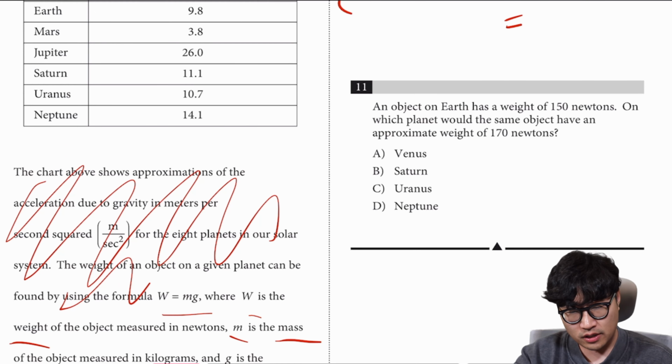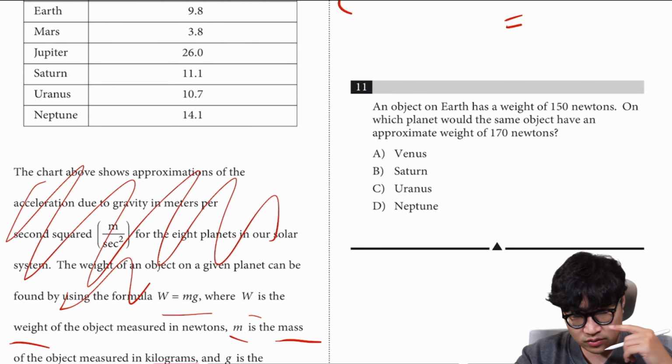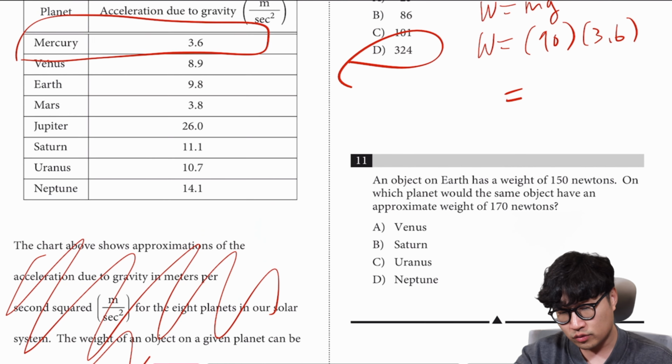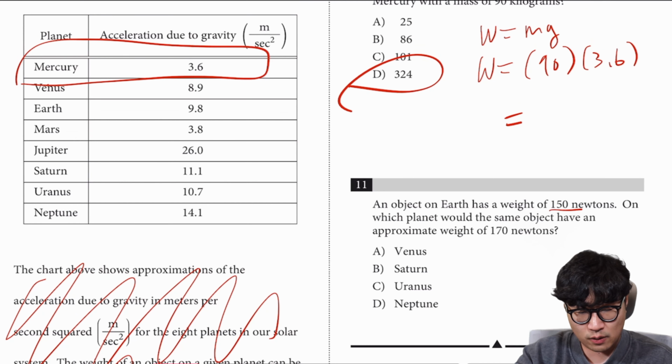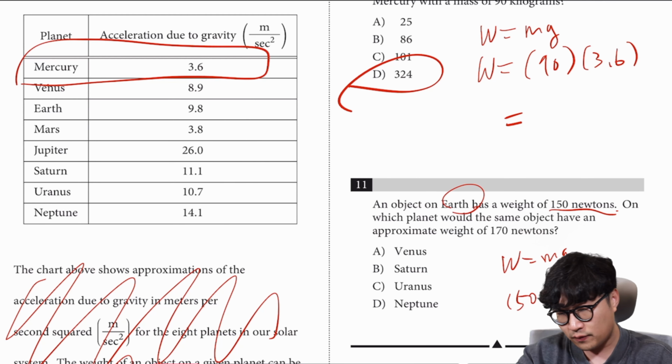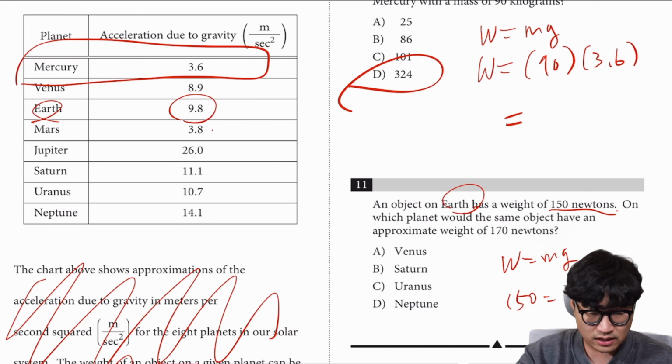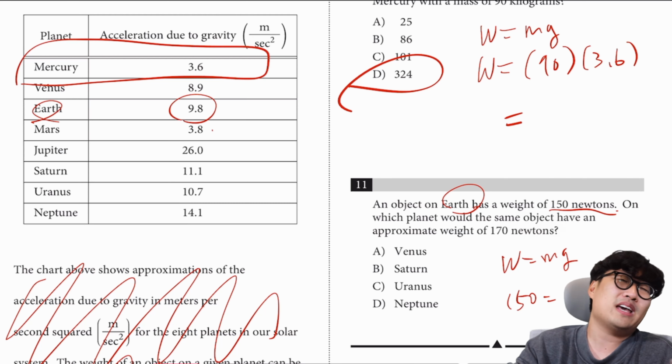Number 11, an object on Earth has a weight of 150 newtons. On which planet would the same object have an approximate weight of 170 newtons? Well, Earth's got 150 newtons. So let's think about what the mass is going to be. W is equal to mg. So W is 150, mass I don't know, but we're on Earth, and Earth's g is 9.8. I'll just call it 10. 9.8, 10, whatever.